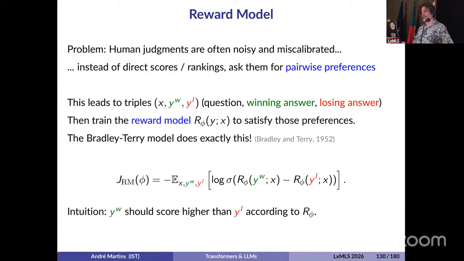It does exactly this. The way it works is, this phi here is the parameters of your reward model, okay? That's what you want to train. Your loss function looks like this. It's going to be a sigmoid of the difference of the two rewards, the winning answer minus the losing answer. And then you minimize the negative log likelihood induced by this sigmoid transformation. The intuition here is that YW should score higher according to your reward model than YL.